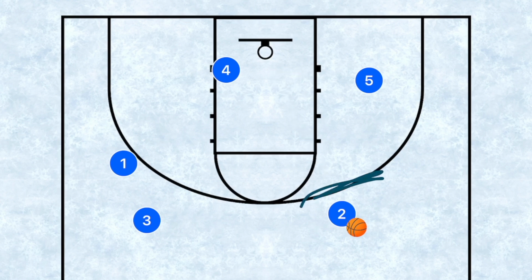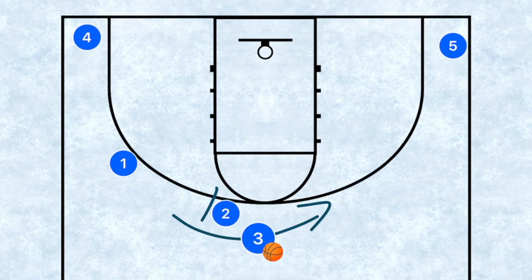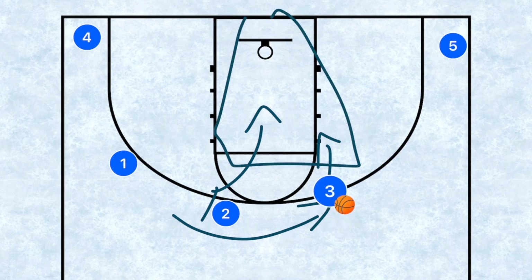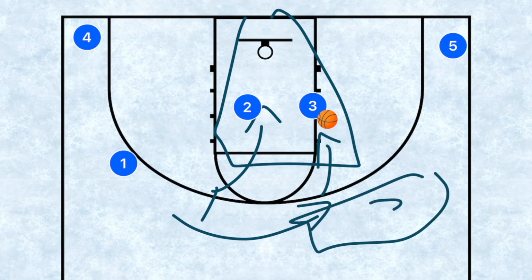Now, if this is not open, let's say player 2 was not open to have that pass, he is going to continue through. Player 4 is going to clear out. Player 5 is going to clear out, and this is going to result in a screen and roll. And now we're trying to just attack that rim, potentially collapse the defense, get the layup. Maybe player 2 gets the layup, kick it out for a 3, something. This is just our backup option if that 3-point shot is not open.